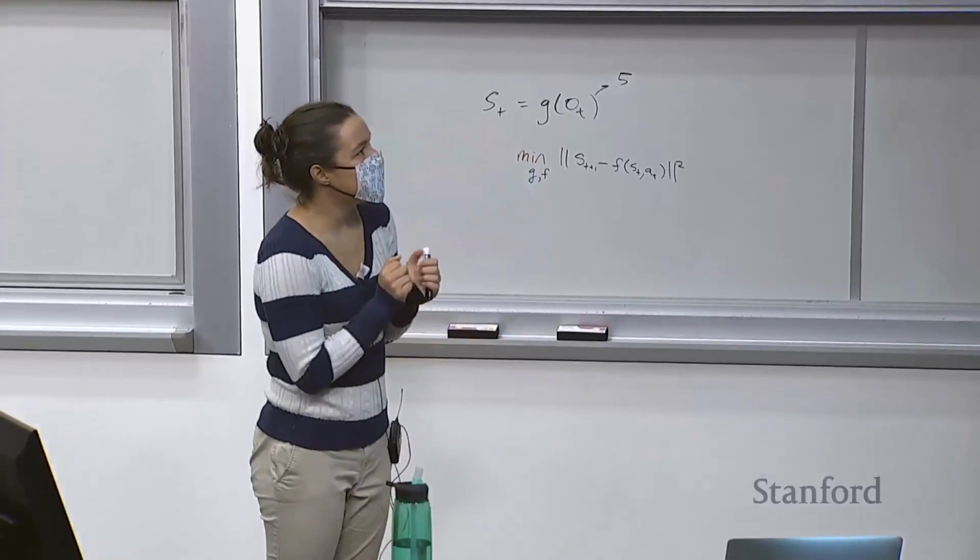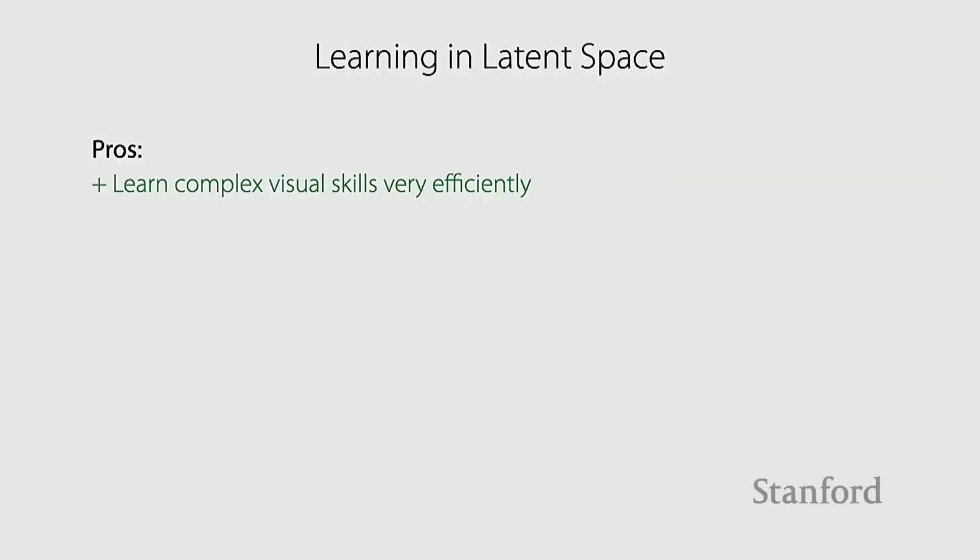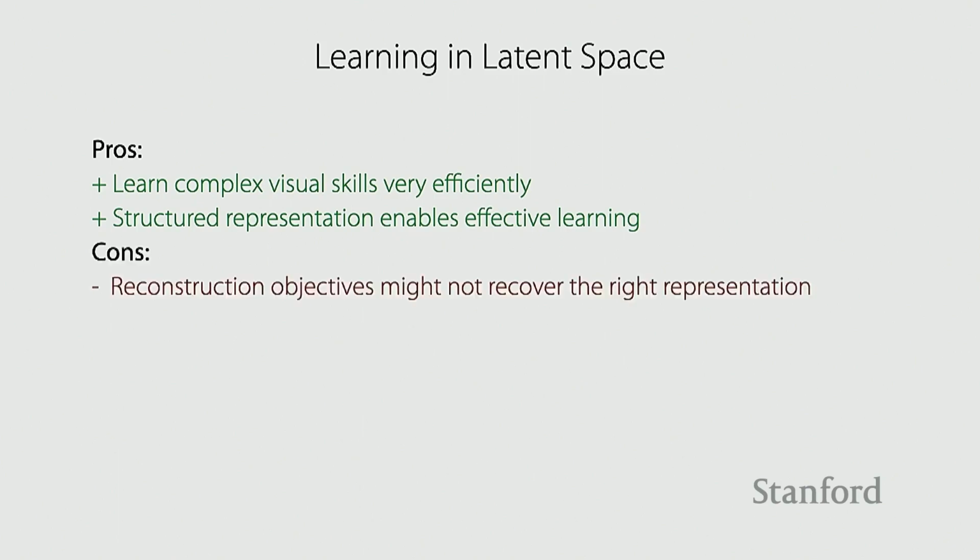Cool. So the benefits of these approaches that learn in a latent space is that they are able to learn pretty complex skills fairly efficiently. If you use a structured representation space, then this enables pretty effective learning. The downsides are that the reconstruction objectives might not recover the right representation.